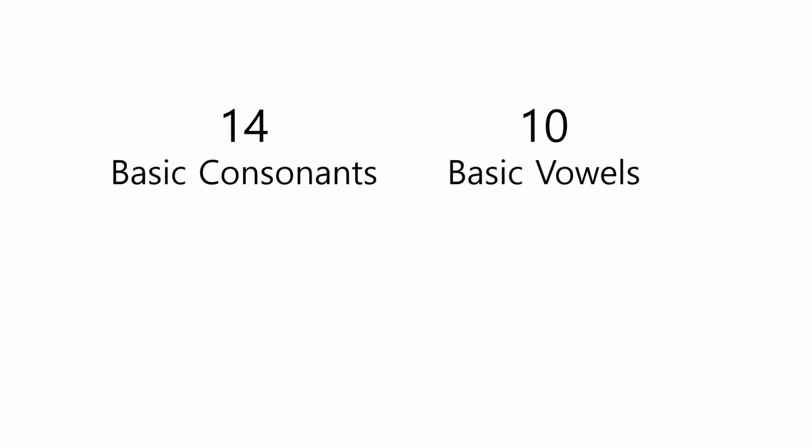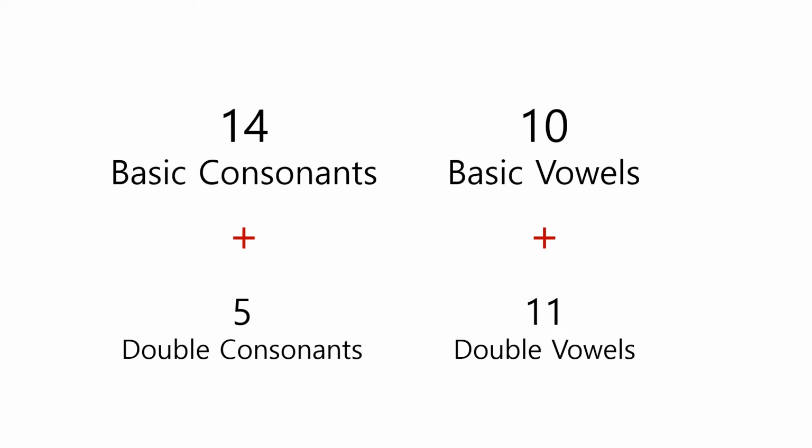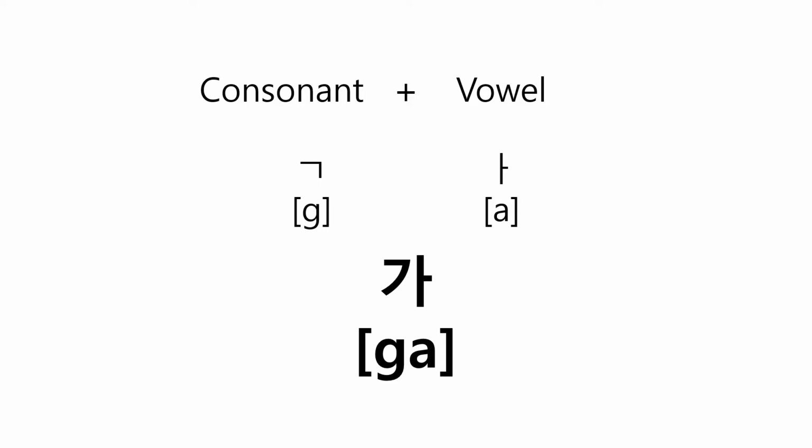Let's start by looking at structure. Korean alphabets, Hangul, consists of 14 basic consonants and 10 basic vowels. There are also 5 double consonants and 11 double vowels. And you combine them to make each syllable. Like this. A consonant that sounds 그 combines with vowel that sounds 아 and becomes one syllable that sounds 가.